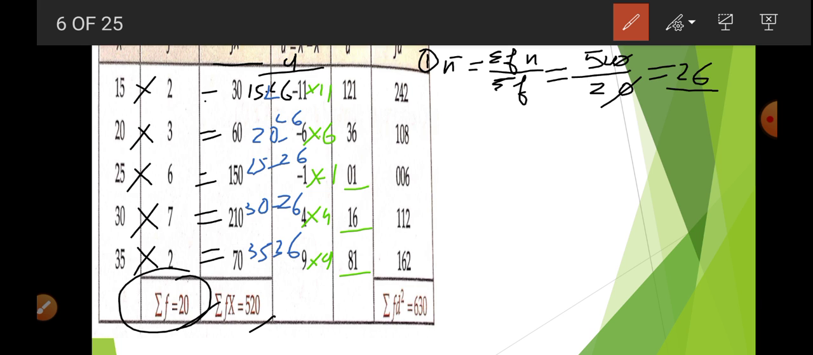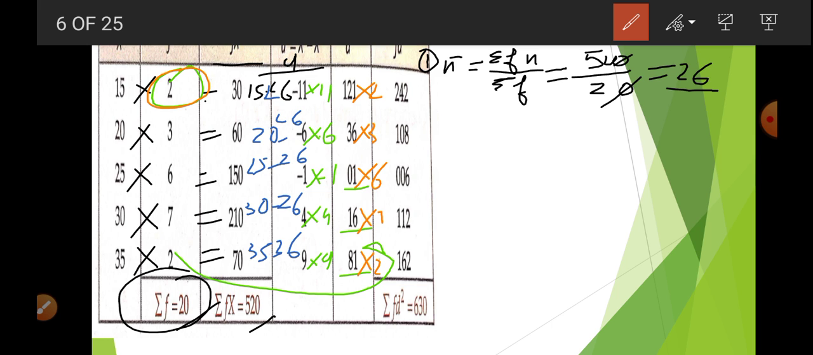Okay student, now we are going to multiply it by frequency. So 121 multiplied by 2, we get 242. 36 multiplied by 3 is 108. 1 multiplied by 6, 16 multiplied by 7, and 81 multiplied by 2. In this way we get f d square.